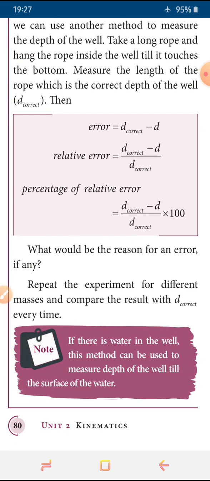And see the note, if water is there, the method can be used to measure the depth of the well till the surface of the water. Because we cannot judge how much water is there from the top. So we find the time until it hits the surface of the water, then we can find out the depth. Have you understood, children? Yes, it is an easy method.